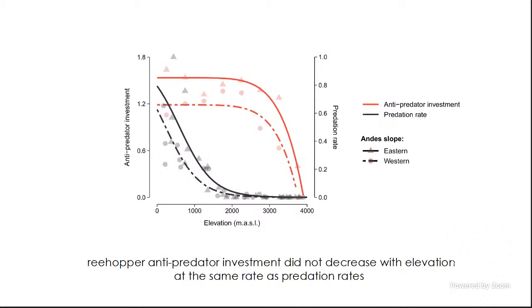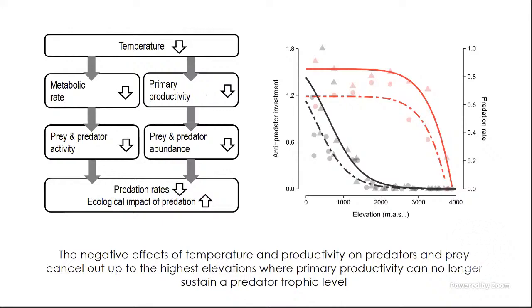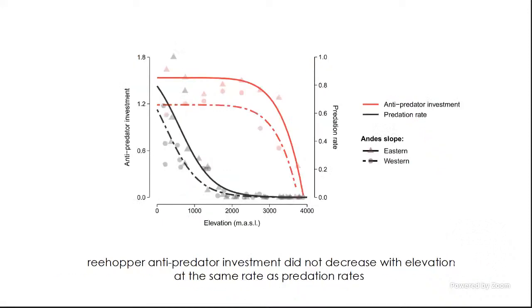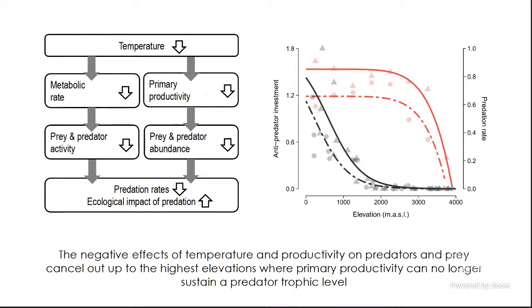So this pattern suggests that the low predation rates at high elevations are still ecologically relevant for the tree hoppers to justify in their communities this sustained anti-predator investment, right? But the story doesn't end there, because something happens above 2,500 meters that communities seem to not require to defend against predators anymore.